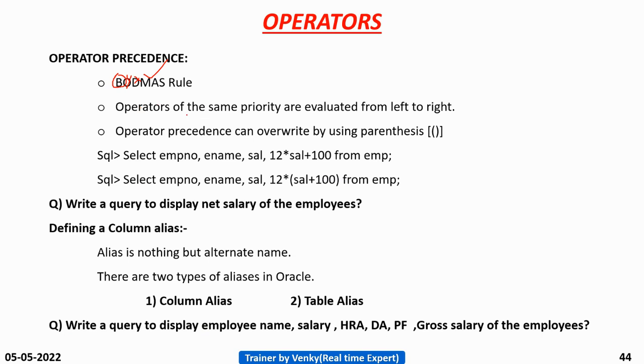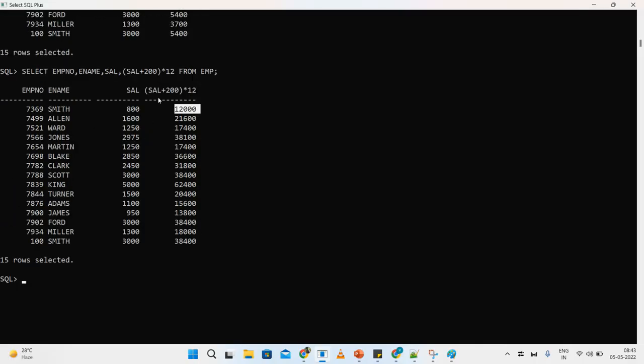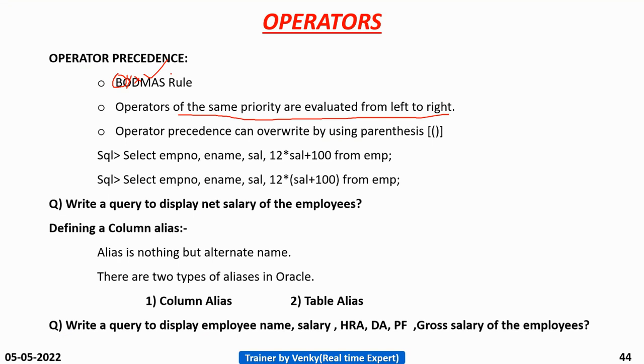Clear BODMAS rule? Operators of the same priority are evaluated from left to right. It will perform the left to right calculation. So operator precedence can be overridden by using parenthesis. This one, call it parenthesis, guys. This one, call it bracket. Either you can call it half or bracket, also fine. In mathematics, we can call this one half, and I think this one is the bracket.